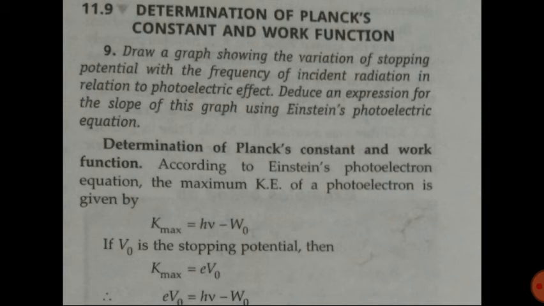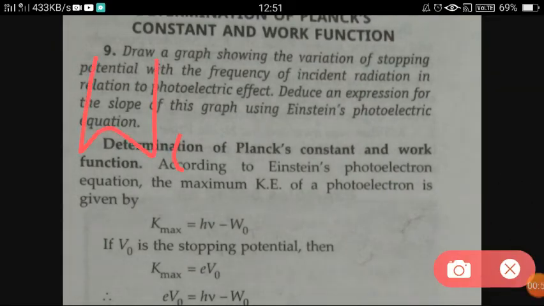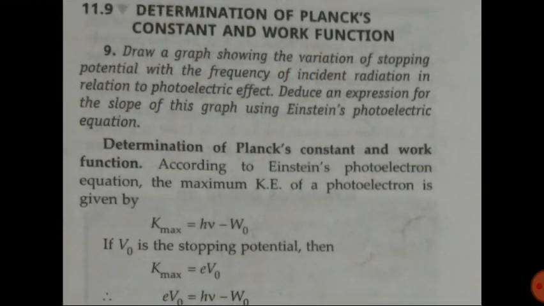So what is work function? The work function is that amount of energy which is required for an electron to just come out from the metal surface. This energy, the work function, we have represented by W naught, which equals h nu naught, where nu naught is the threshold frequency of the material. So h nu naught is the work function, and in that, h is Planck's constant. Now we will determine that.